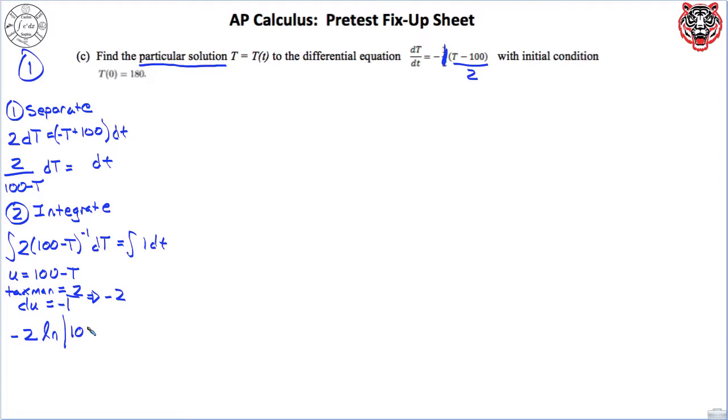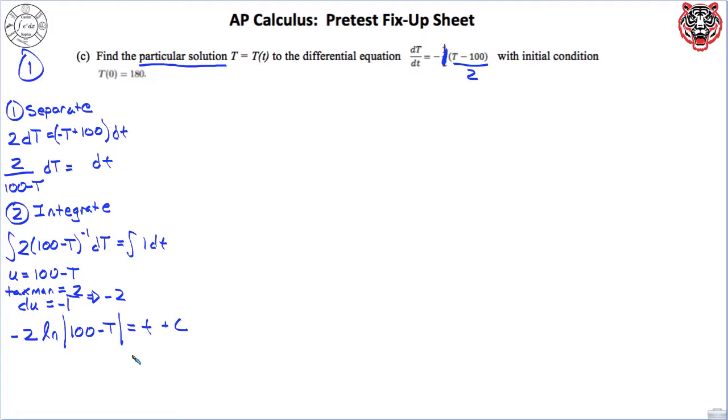This is going to be 100 minus capital T, in absolute value, and that is going to be equal to, then I need to take the antiderivative of the right-hand side. Whenever I have just a constant, it's going to be that constant times whatever variable I was integrating with respect to. So this is going to be lowercase t, and don't forget your plus c, your constant of integration.